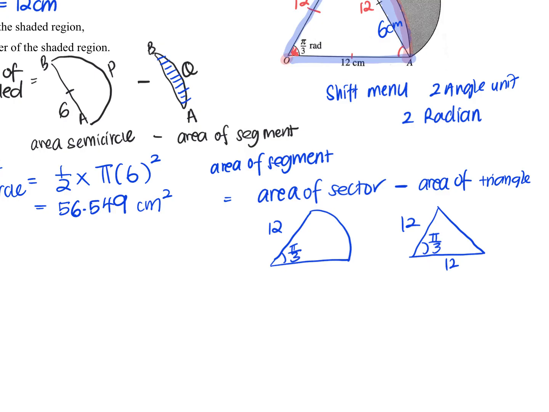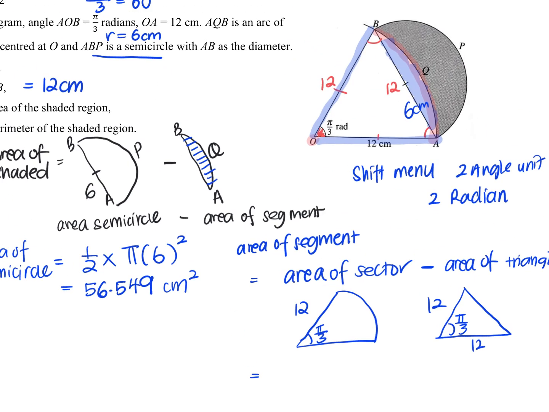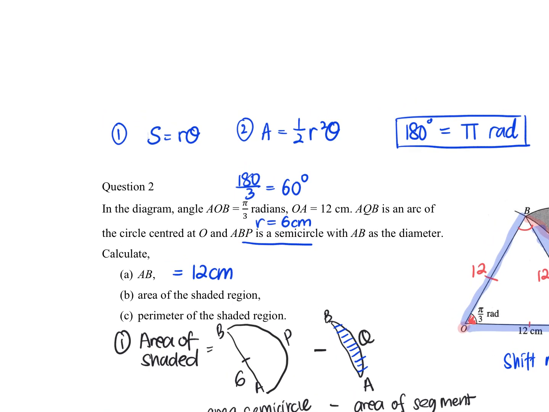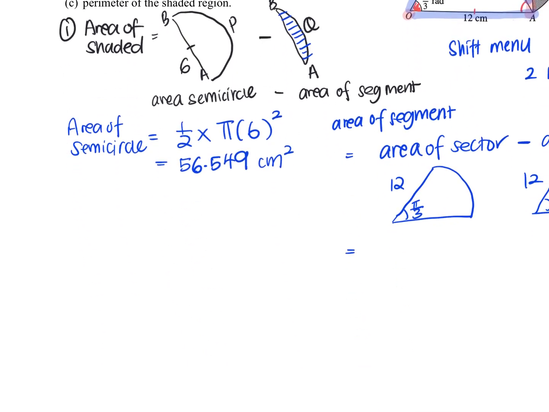This question will be the area of the sector. Which formula is it for the area of a sector? Let's come back to our formula sheet. Is it number 1 or number 2? A is for area, so in this case it's number 2. Area equals half r squared theta, right?